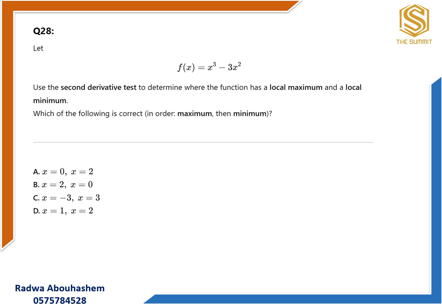Use the second derivative test to determine where the function has a local maximum and a local minimum. Second derivative test means that you're going to take the derivative for the second time, but we have an interpretation after we take the derivative, for the results of the derivative. If the result was greater than 0, this means that you have a local minimum. If it's smaller than 0, it's a local maximum. If it's equal to 0, it's inconclusive and I cannot consider it as local maximum or local minimum.